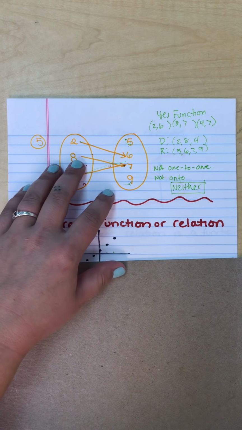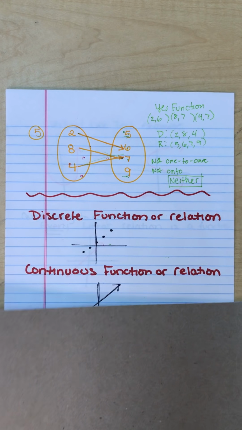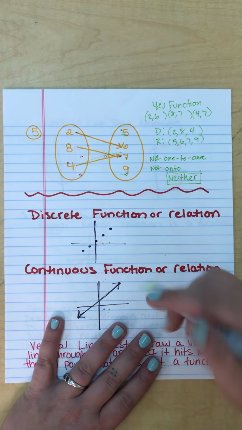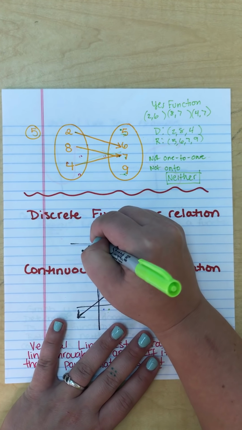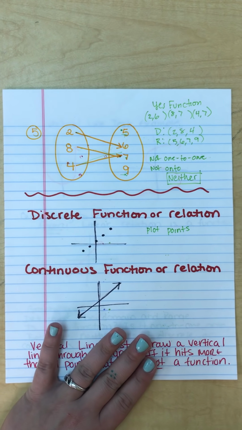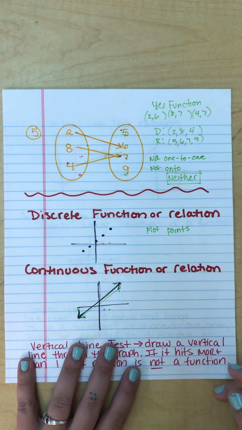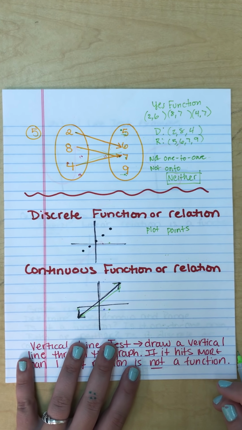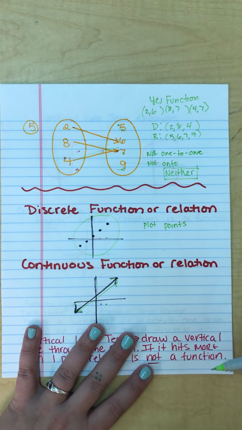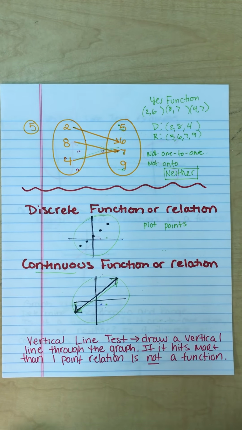All right, so we have a discrete function or relation, or we have a continuous function or relation. A discrete function is one where we're just plotting a bunch of points. A continuous function is one that actually has a line, or where all your points are connected. If you're given a graph that looks like this, that would be discrete. If you're given something that looks like this, that is continuous.